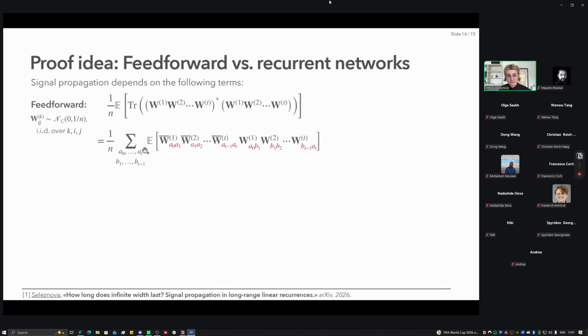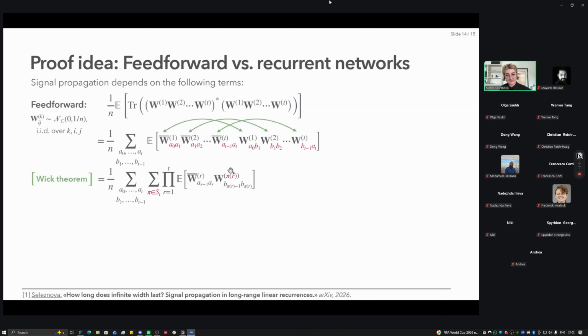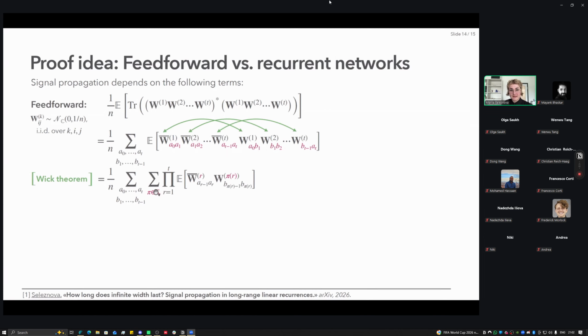Okay, now we have a big sum of expectations of Gaussian monomials. And as usual, we can apply the Wick theorem to this expectation. The Wick theorem lets us rewrite the expectation of a Gaussian monomial as a sum over possible pairings of the Gaussian entries in the big product. And for every pairing, we need to consider the product of the covariances generated by this pairing.